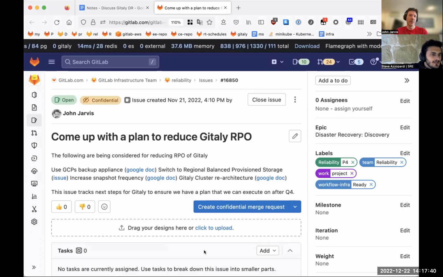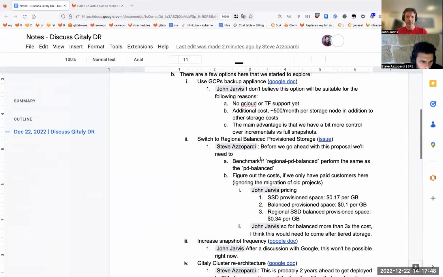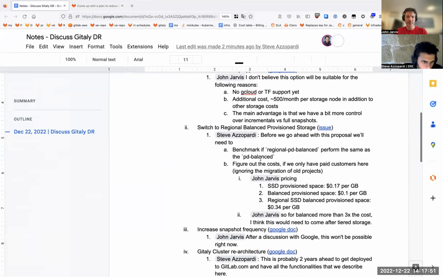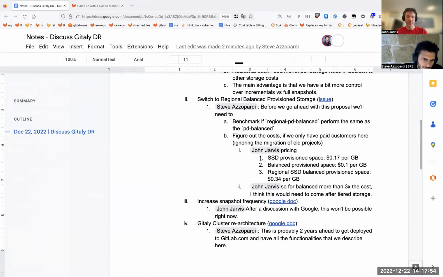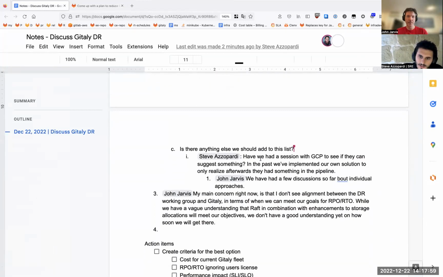Another item I have on the agenda, I'm not sure where I put it. Have we gone through sessions with GCP on this? Because I know in the past we've had architecture design sessions with them to see what's the best, and they did help us out as well, specifically talking about the CI architecture that we had done around 2 years ago.